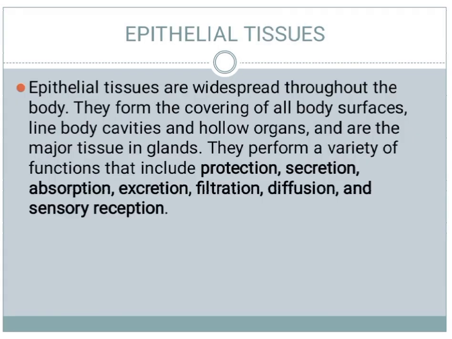The first tissue is epithelial. Epithelial tissue are widespread throughout the body. They form the covering of all body surfaces, line body cavities and hollow organs, and are the major tissue in glands. They perform a variety of functions that include protection, secretion, absorption, excretion, filtration, diffusion, and sensory reception.